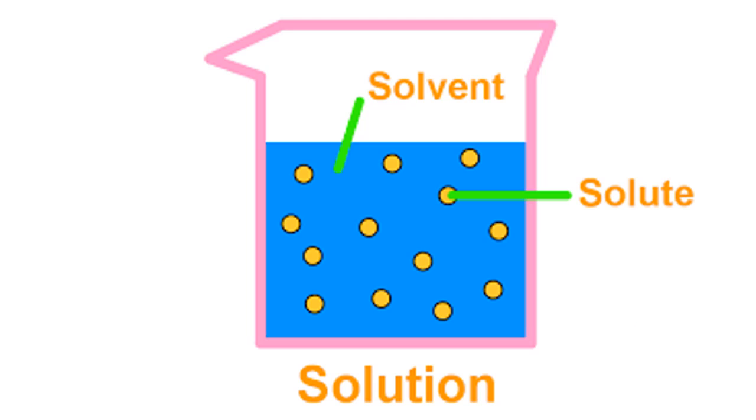This is a diagrammatic representation of a solution. This is a beaker in which the blue colored water is present. This water is known as solvent because in the solvent your solute is dissolved, and you can see the yellow colored particles. They are the particles of the solute which remain dissolved in the solvent. So solute mixed in solvent gives you a solution.